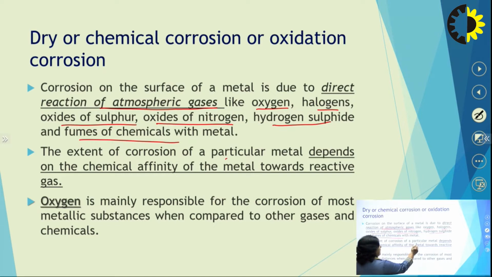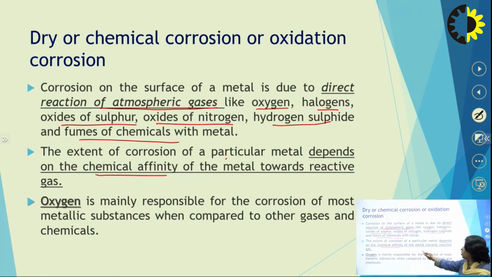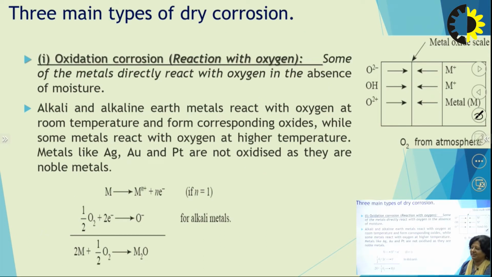Depending on the chemical affinity of the metal towards the reactive gas, the metal converts into its respective ion or respective compound. In general, oxygen is present in the atmosphere, so it is mainly responsible, and that is why it is also referred to as oxidative corrosion. In a normal environment, only oxygen is available in abundance, and oxygen itself is very reactive. So generally oxygen takes the responsibility for corrosion.